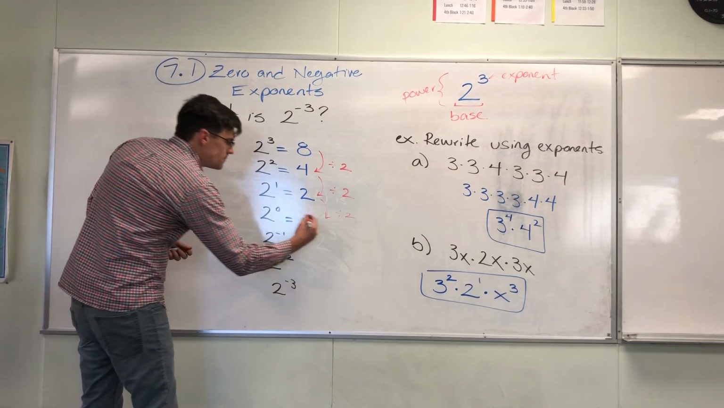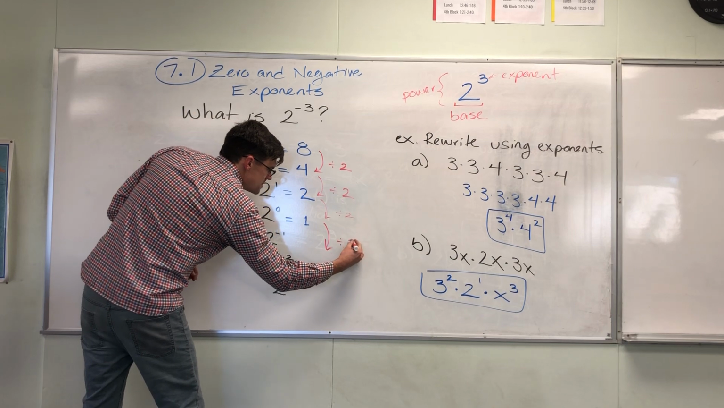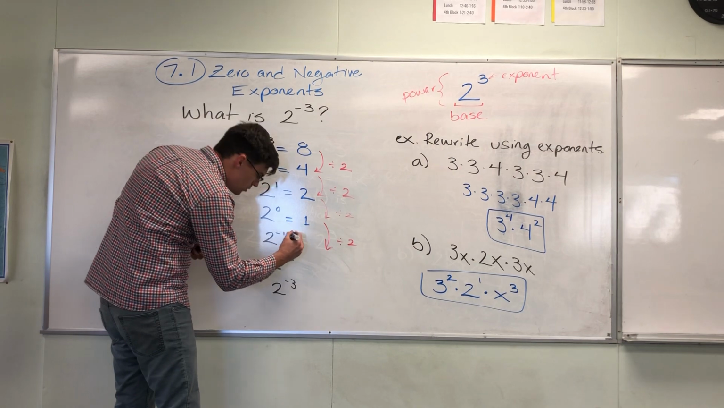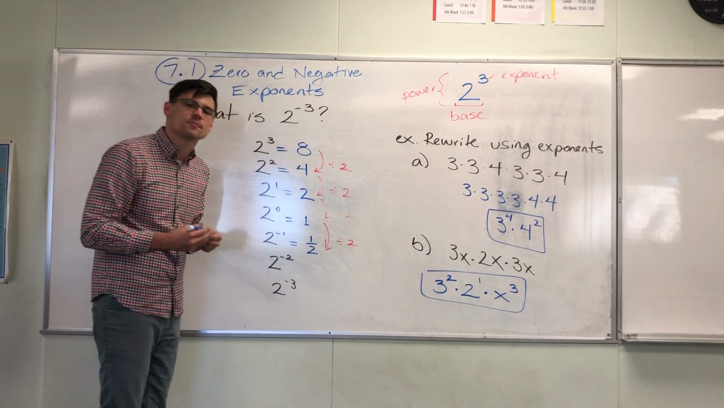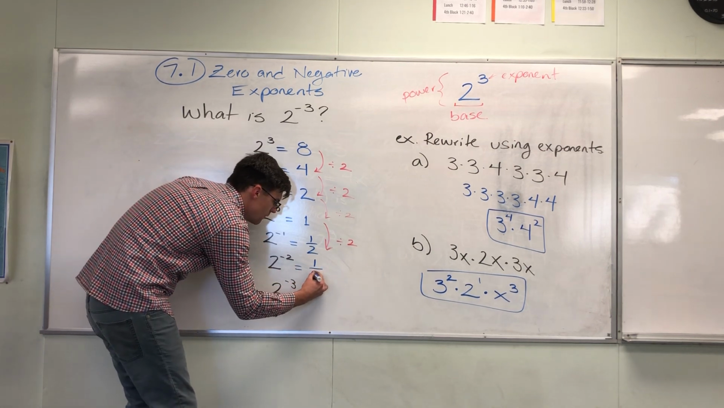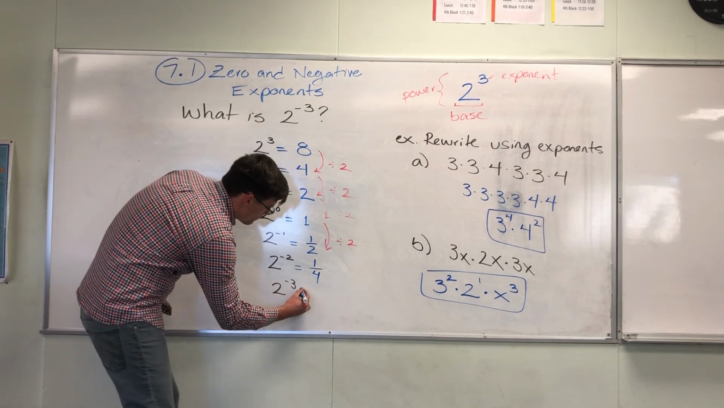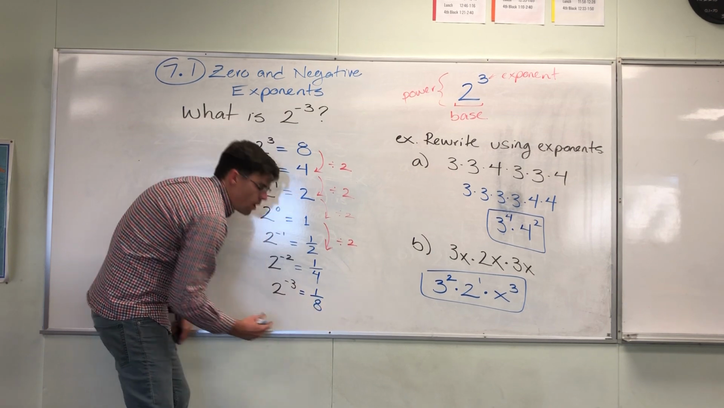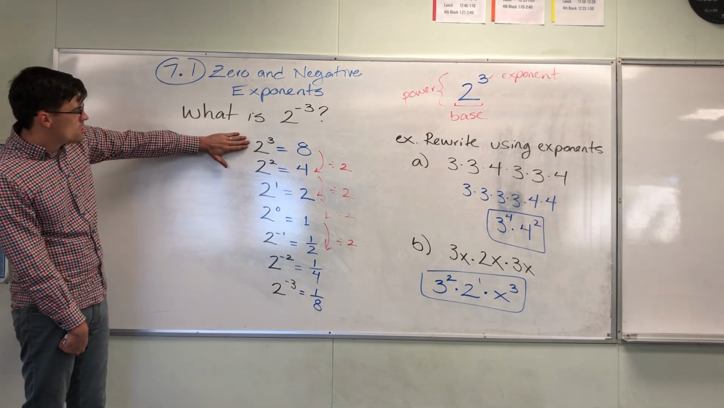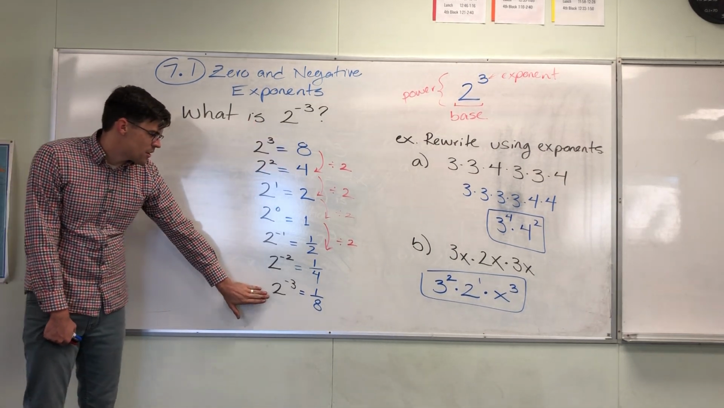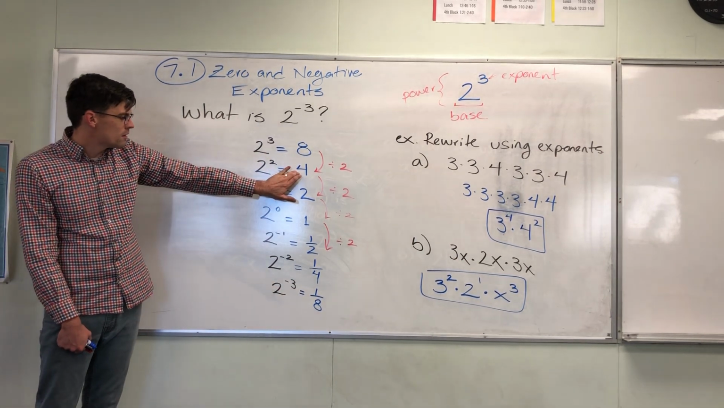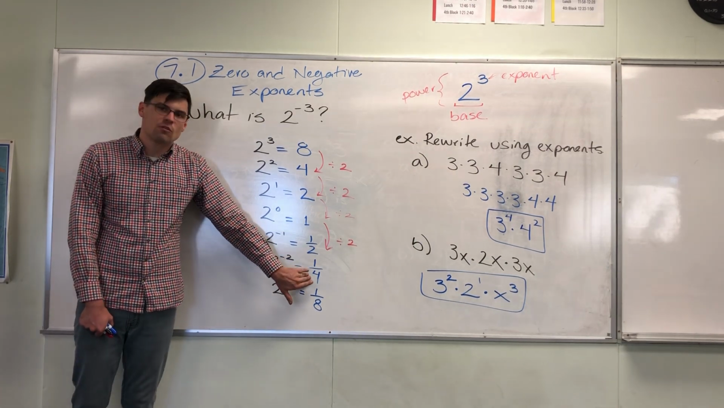Continuing this pattern through, dividing 1 by 2, we get 1 over 2, or 1/2. If I divide 1/2 by 2, I get 1/4. And if I divide 1/4 by 2, I get 1/8. So notice what's going on here. 2 to the third power is 8. Then 2 to the negative third power is 1 over 8. 2 to the second power is 4. 2 to the negative second power is 1 over 4.